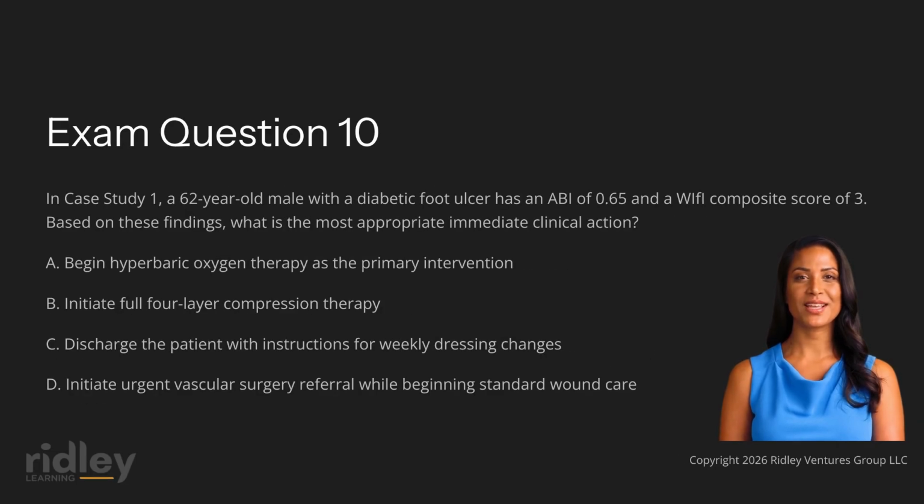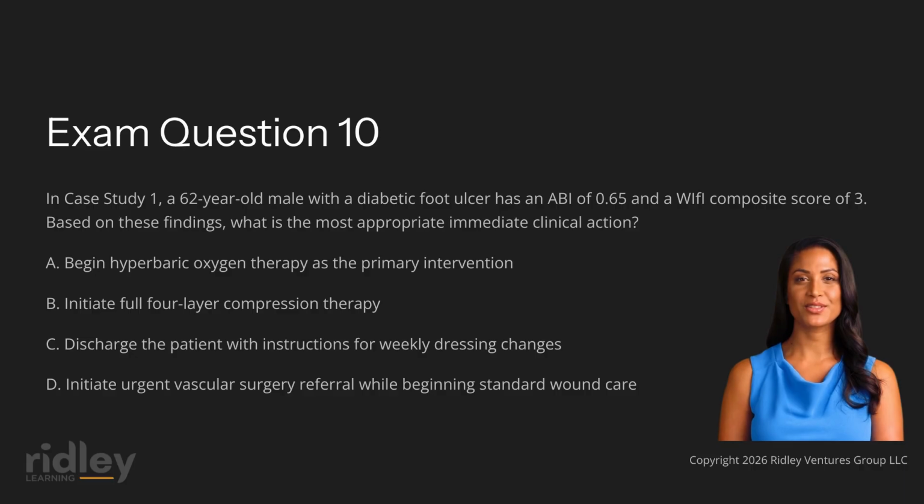Question 10. In Case Study 1, a 62-year-old male with a diabetic foot ulcer has an ABI of 0.65 and a Wi-Fi composite score of 3. Based on these findings, what is the most appropriate immediate clinical action? The correct answer is D. Initiate urgent vascular surgery referral while beginning standard wound care.